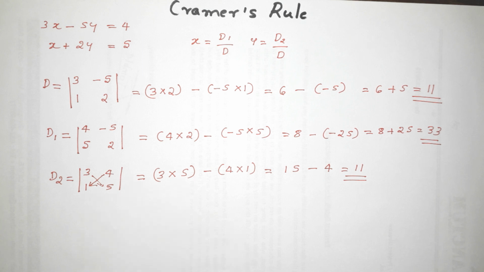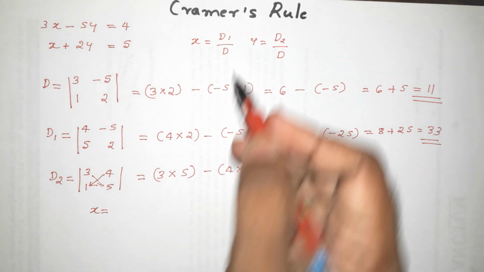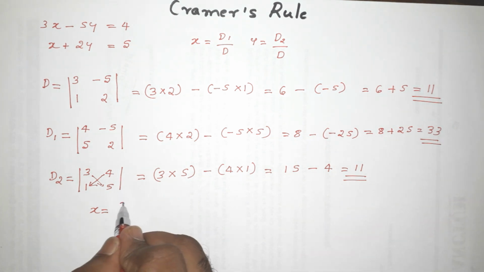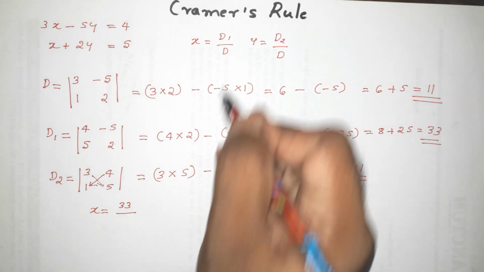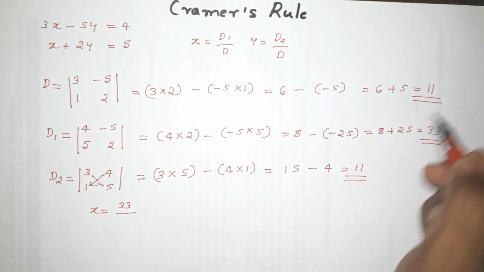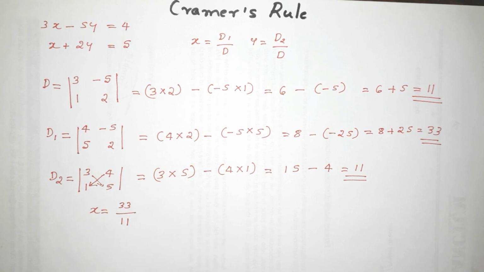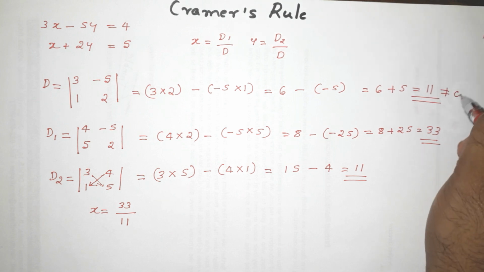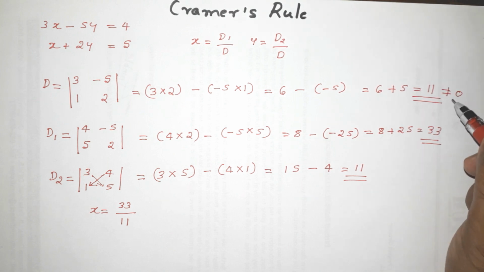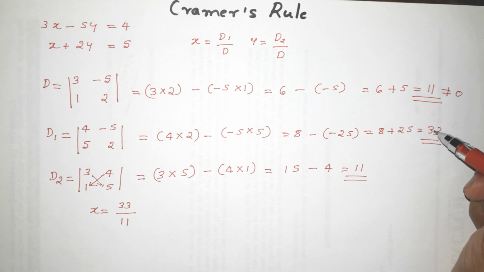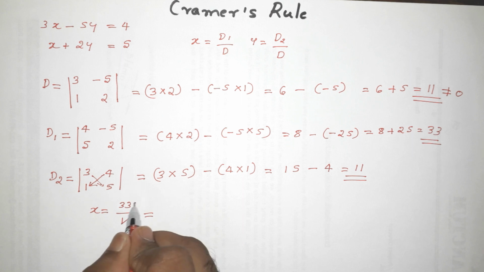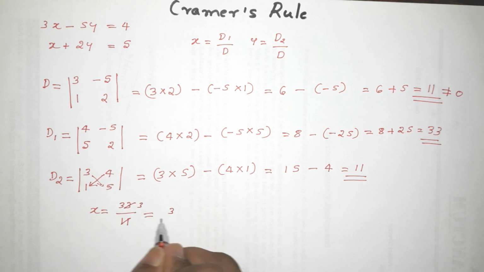After getting delta, delta 1 and delta 2, we can find the values of x and y. As I said, x is equal to delta 1 divided by delta. Here delta 1 is 33 divided by delta, which is 11. One thing I forgot to tell: delta should not be equal to 0. You should keep in mind while calculating delta that it should not be equal to 0. Then only we can move forward. x is equal to 33 divided by 11. 11 threes are 33. So x is equal to 3.